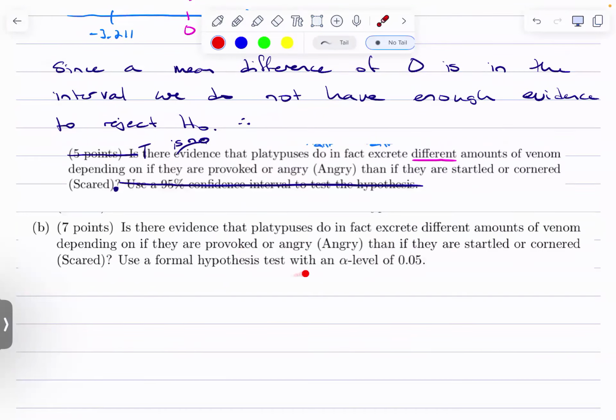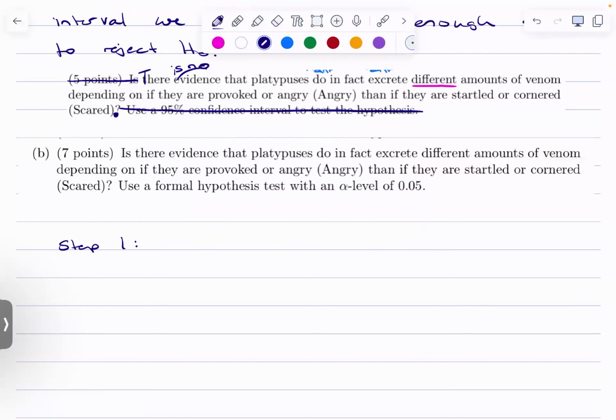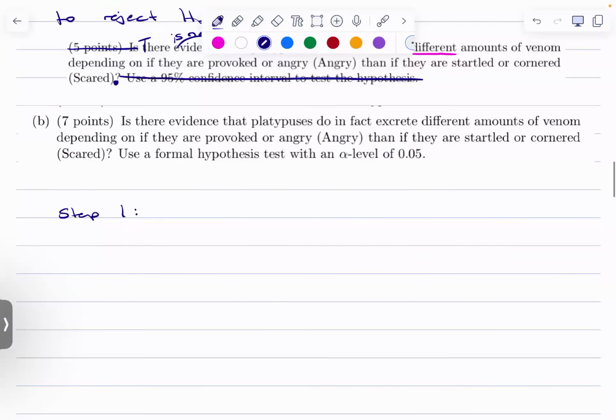Okay, step 1, because we're allowed to assume that all the conditions have been met. Step 1, state the hypotheses. We already did that, and I know it seems like we have a lot of time. There's a lot to say, so I'm just going to go for it. We decided it's paired data from the formula sheet.